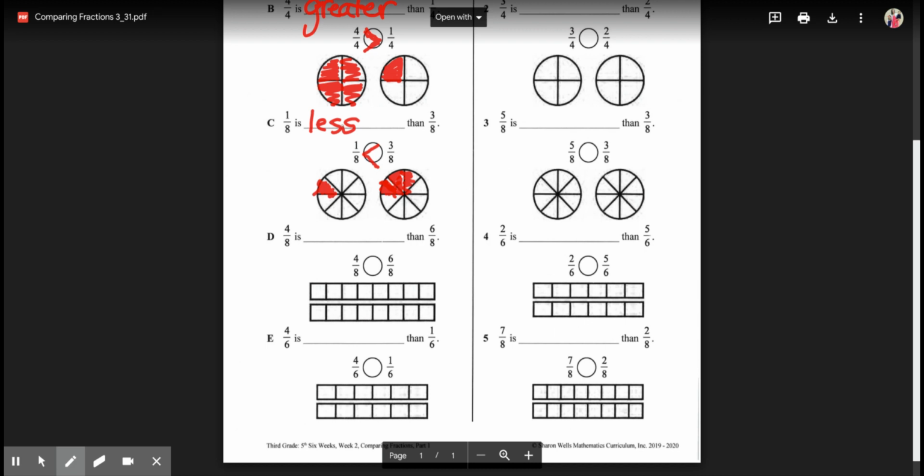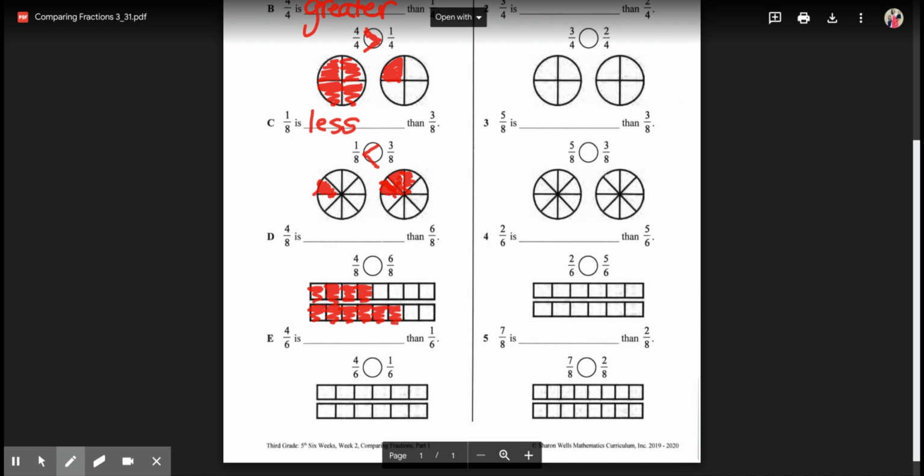All right, let's look at D. We're dealing with 8s again. Now they have made strip diagrams instead of our circle figures. So they were both the same size. They were congruent, and they were both split into 8 equal parts. So we're going to shade 4/8. 1, 2, 3, 4. That's 4/8. And then 6/8. 1, 2, 3, 4, 5, 6. So we have 4/8 and 6/8.